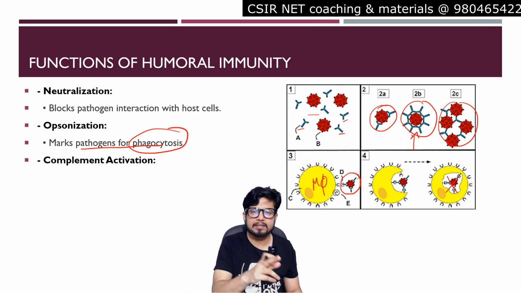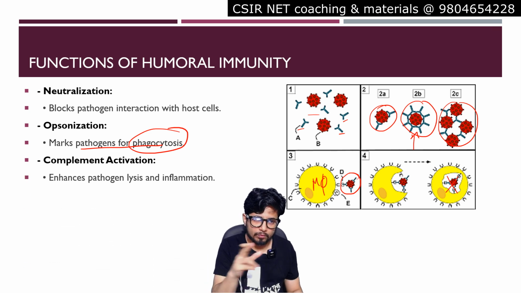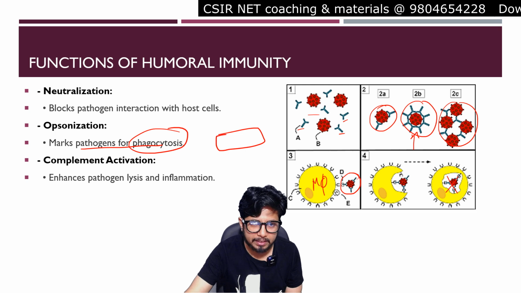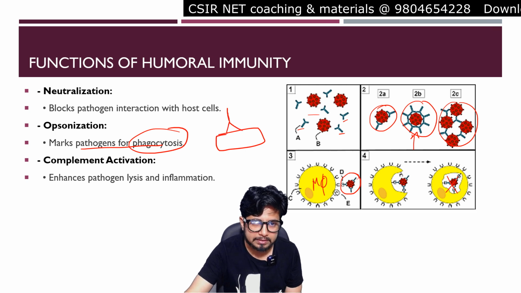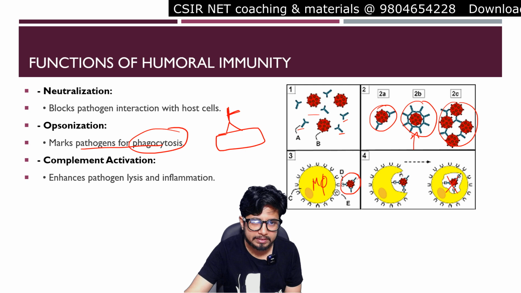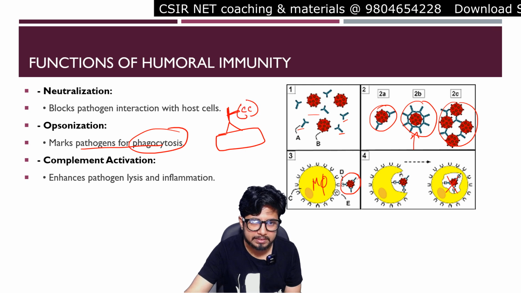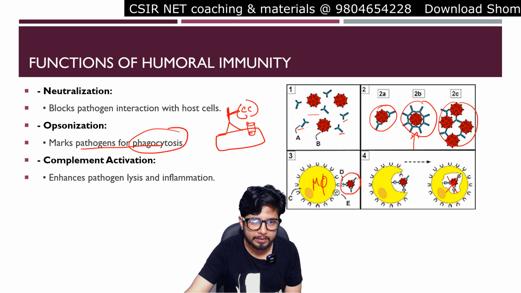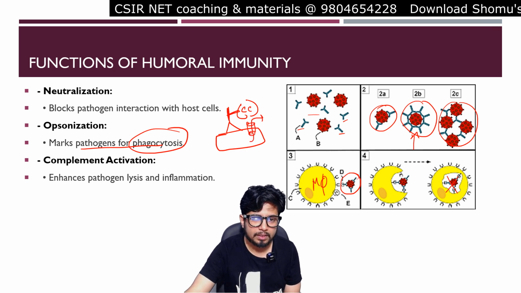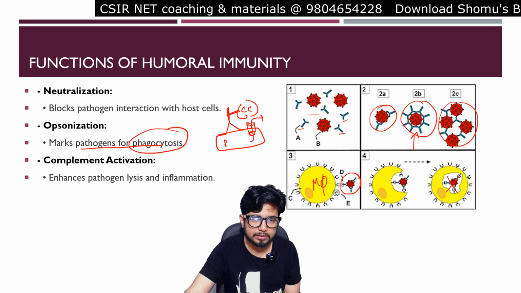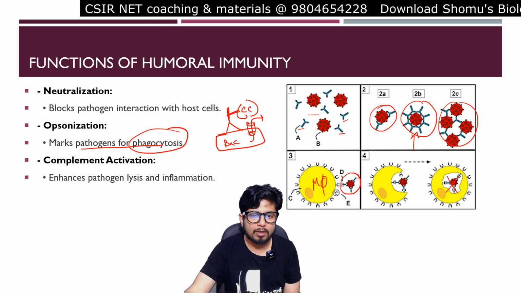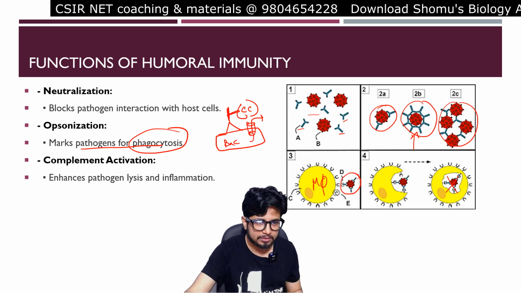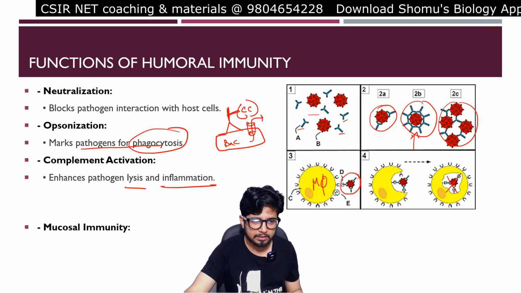And there is the complement activation process. Let's say this is the bacterial cell wall and this is the antibody, and with that, different complement proteins get activated. Once the complement proteins are active, they can create a pore in the bacterial membrane, and due to the pore, osmotic imbalance will kill the bacteria. That leads to lysis and can also cause inflammation.